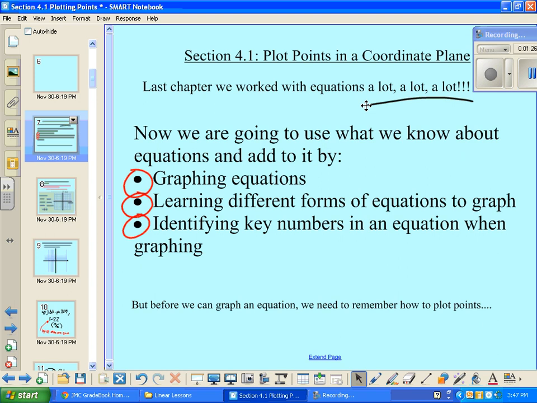But again, we learned a lot of things about moving around and working with equations like this in the last chapter, and now we're going to take it into the graphing portion of linear algebra. But before we can start graphing an equation, we first need to remember just how to plot points. So we start, like most chapters, with something very basic, a review of something students have seen before in previous grades. We're going to use that as a review to build into graphing equations.